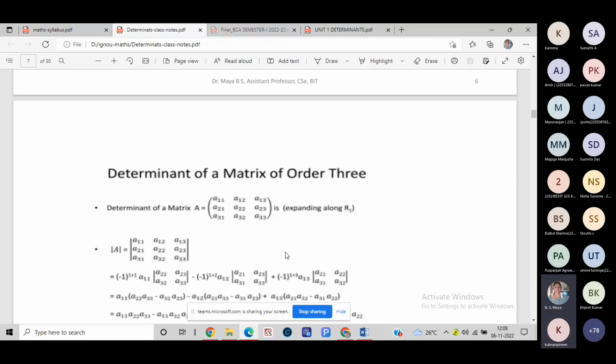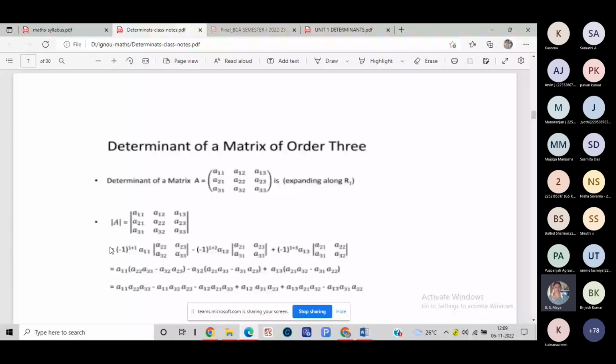How to find out the determinant? This is the formula for that one, and you should remember it. The determinant can be found out if the first row, first column, you keep as it is: A11. Always that term should be plus. If you feel it's difficult, I will show this one.